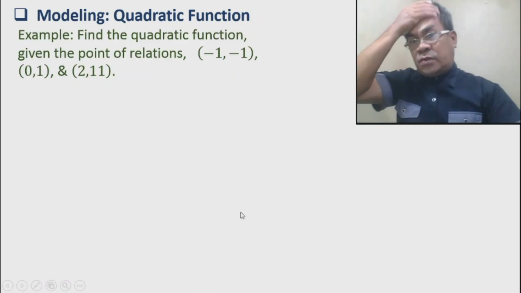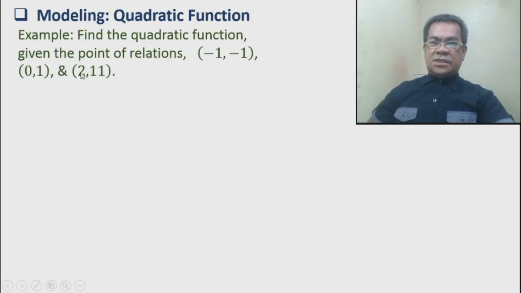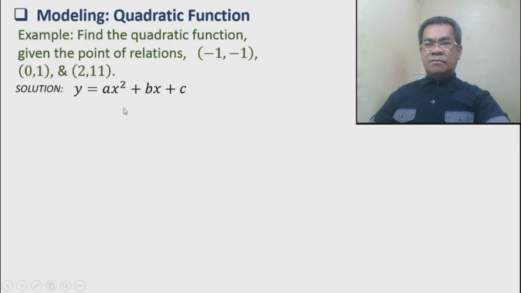Now what will happen if you are given 3 distinct points and you are asked to model a quadratic function? What will you do? All you need to do is to use this formula. Remember that this is the x value and this is the y value. So we have 3 values of x and 3 values of y.